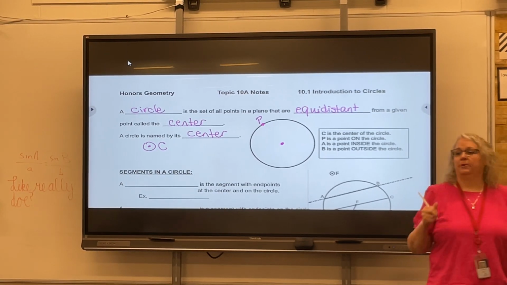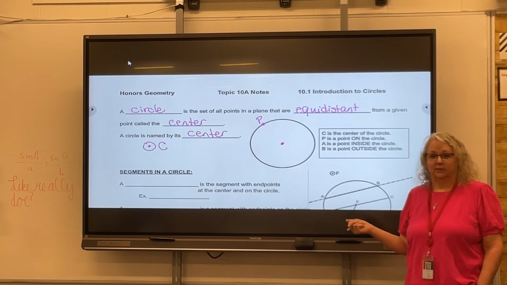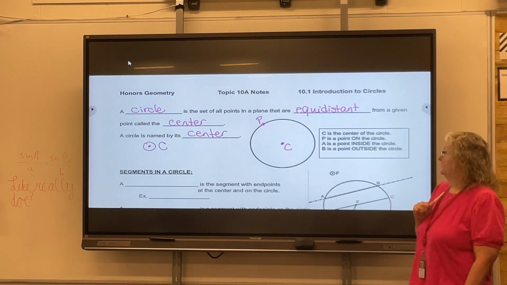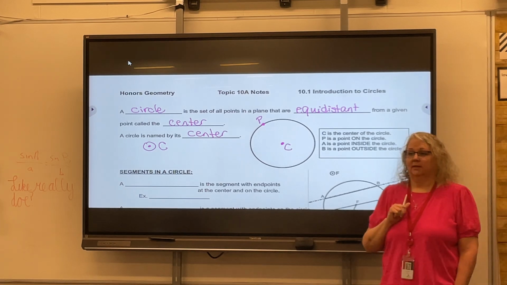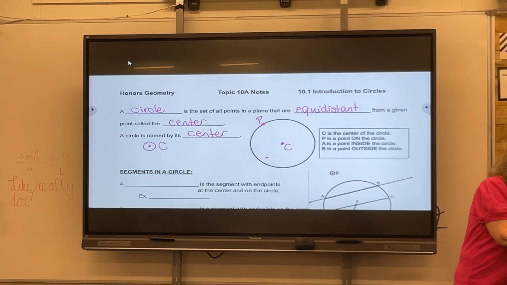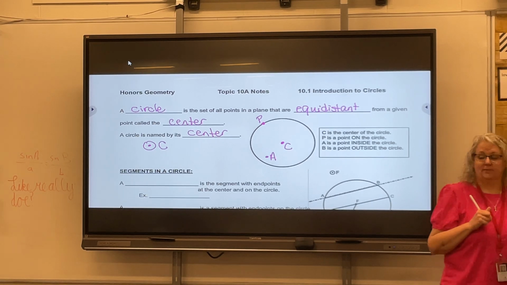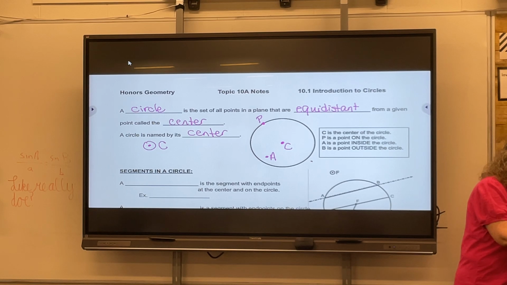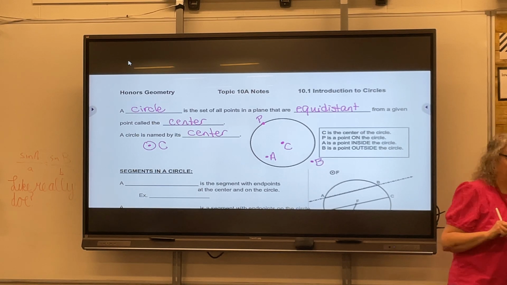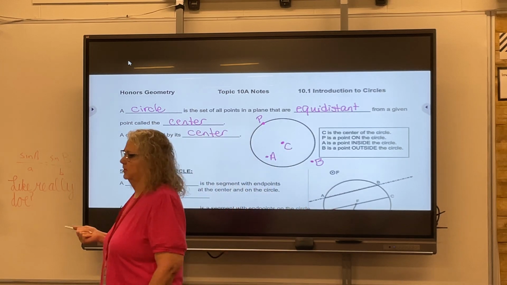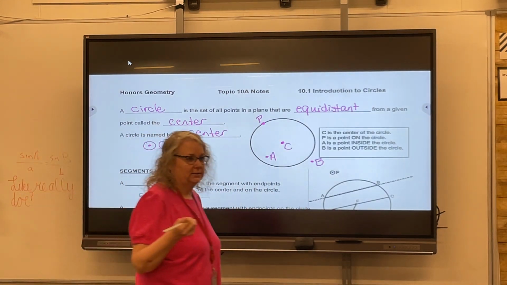If you wanted to talk about inside the circle, I think this is self-explanatory. Sorry, that was point C is the center. Point C would be the center. Point A, if we wanted to put it inside, you could put it anywhere inside the circle. Point B, outside the circle, put it anywhere outside the circle. I'm doing that to make sure, obviously that is self-explanatory, I'm pretty sure you know that. Okay?